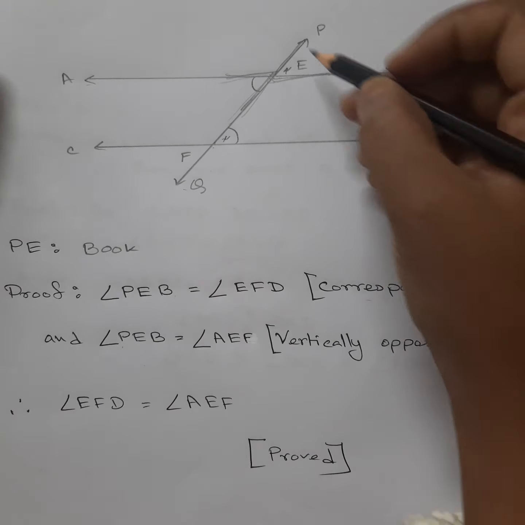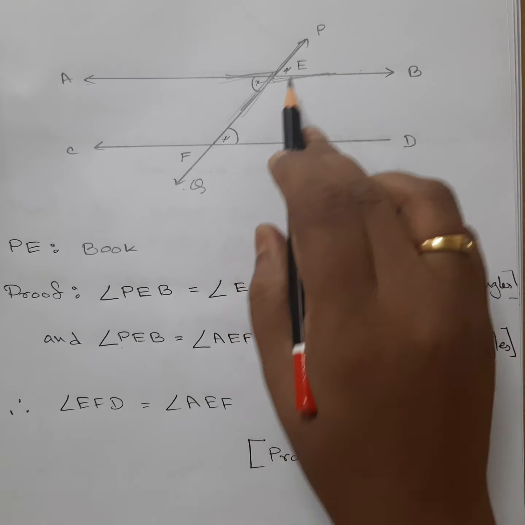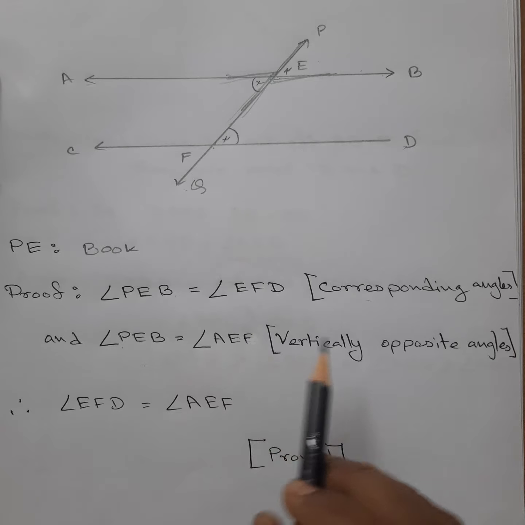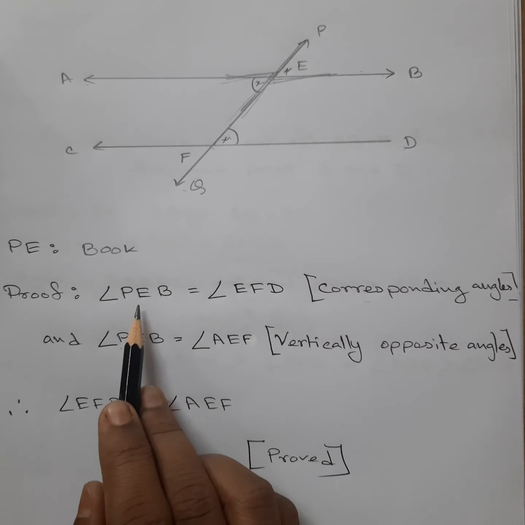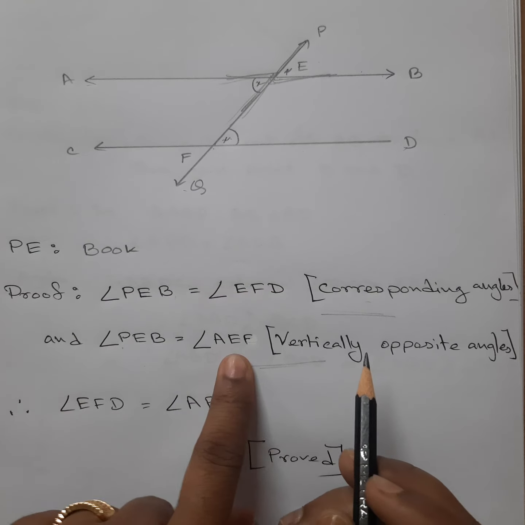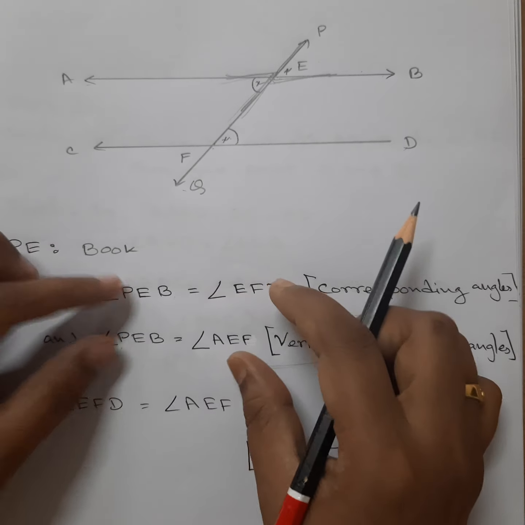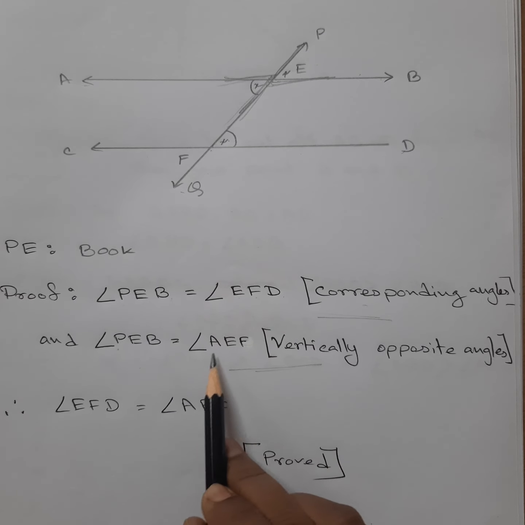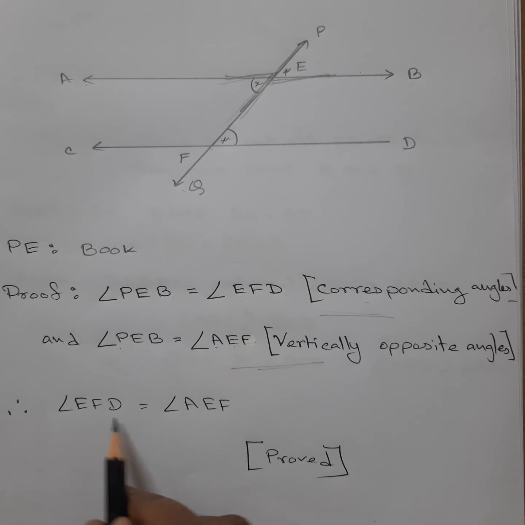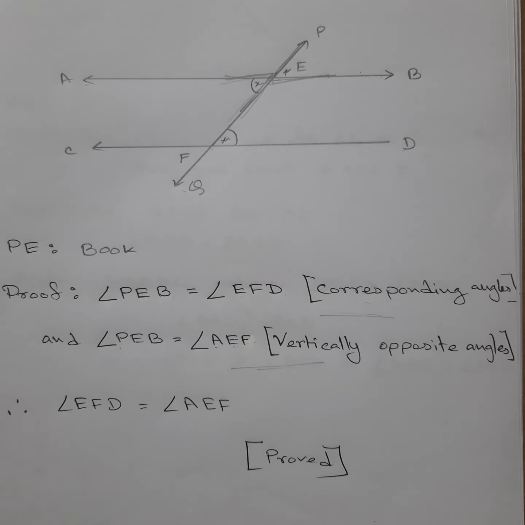Okay, so you can see that if this one is equal to that one, and again that one equal to that one, so we can say that this one equals that one. From this first equation and the second equation, this equals that, that equals that. So PEB, both of them are the same. We can also write angle EFD is equal to angle AEF. Therefore these two are equal and they are also alternate angles. So our first part of the theorem is proved.